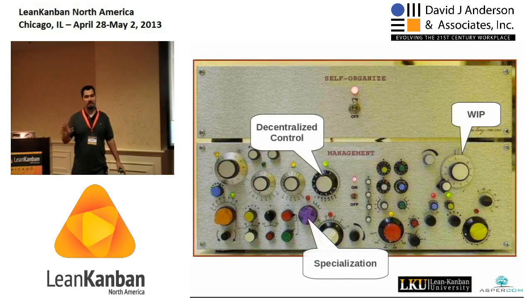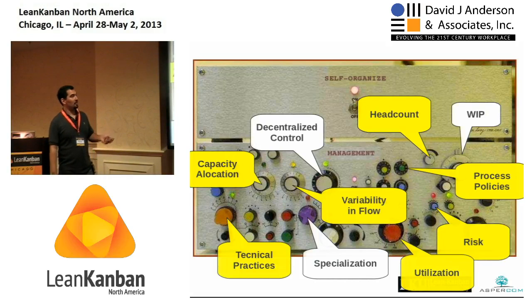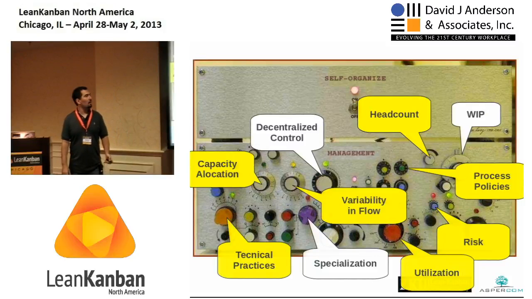Not everybody in the market or in your company is happy with the multidisciplinary stuff. Well, and you have a lot of other levers that you can change, like capacity allocation, variability in flow, head count, risk, process policies, technical practices. Well, the bottom line is you don't have just one switch to turn on like self-management. Okay? You have a lot of things that you can dance on the system.